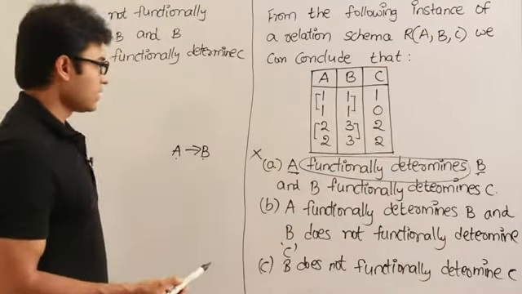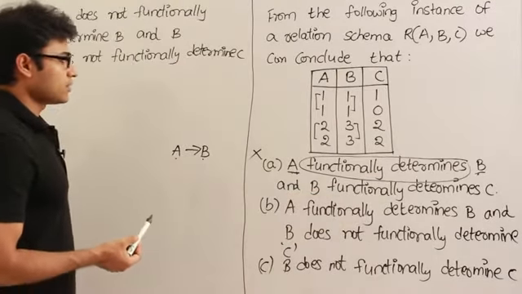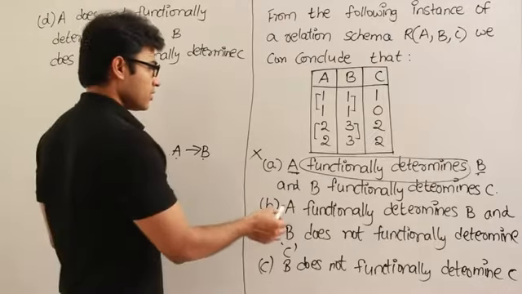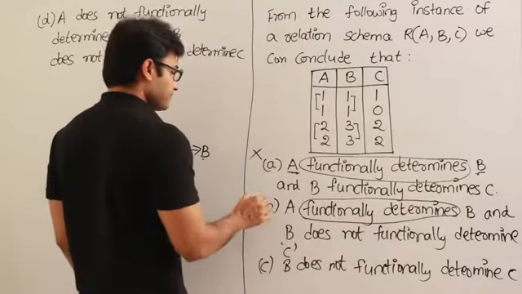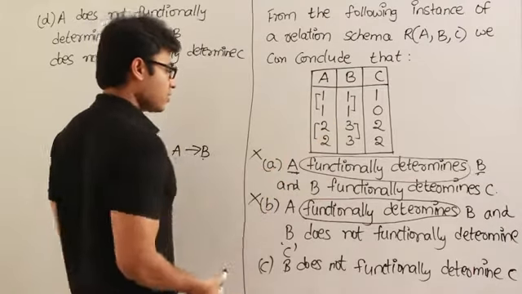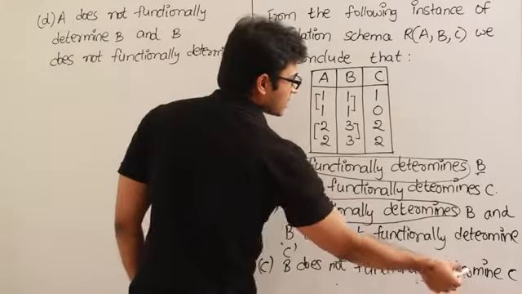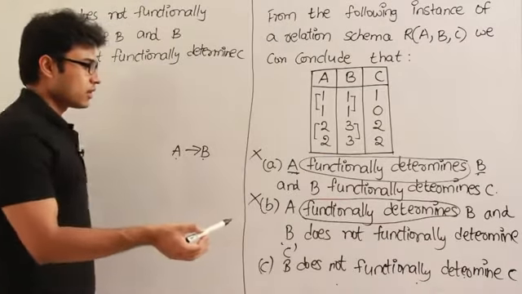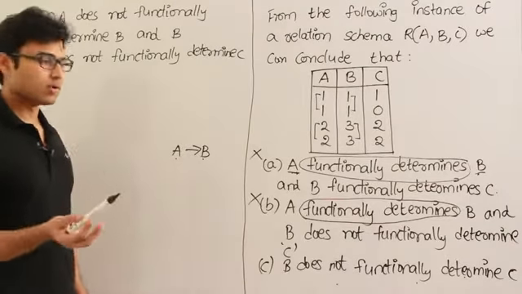And if you look at the next one, A functionally determines B, again this one is also a blunder, isn't it? I can never conclude this. It might hold true on this instance but not on the database. Now, B does not functionally determine C. Yes, we can be sure about what doesn't hold, but we cannot be sure about what really holds, right?